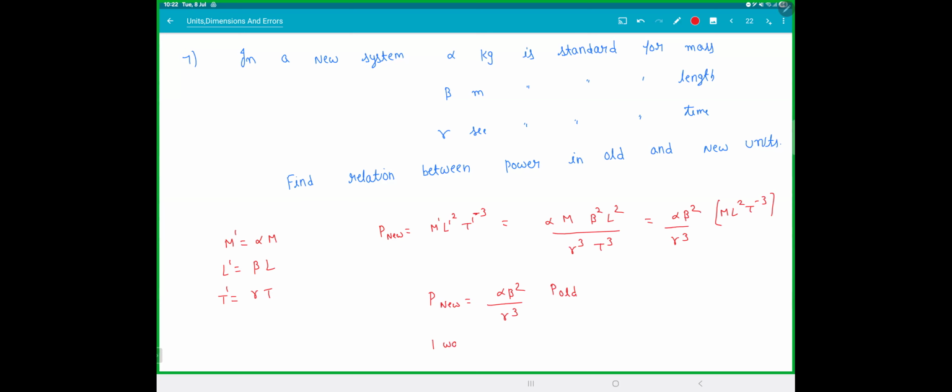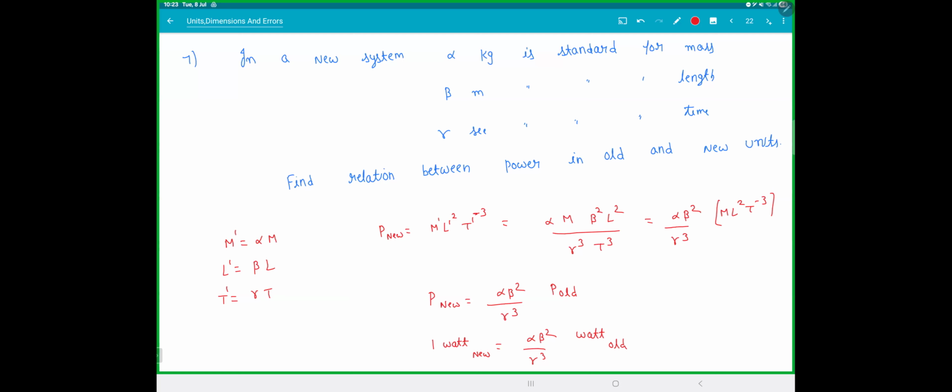So the new unit of power will be alpha beta square by gamma cube times the power in the old units. The unit of power is watt, so 1 new watt will be alpha beta square by gamma cube old watts. That's the relation between the new watt and the old watt. Clear with this? Any doubts on this? Clear? There. That is about your units and dimensions.